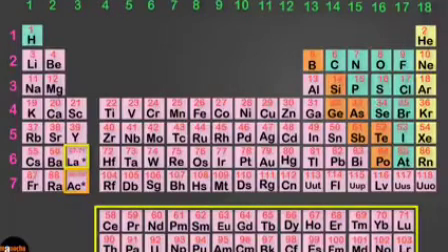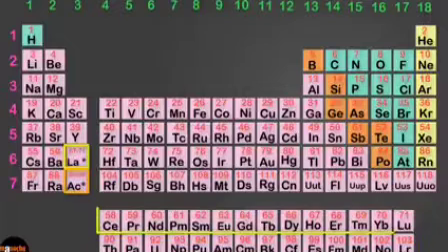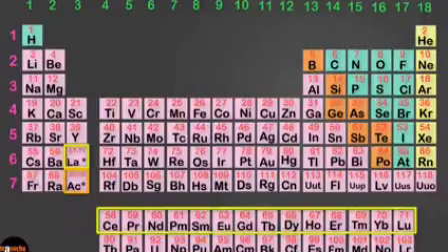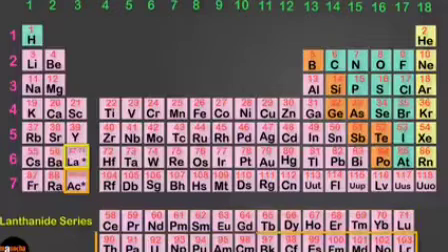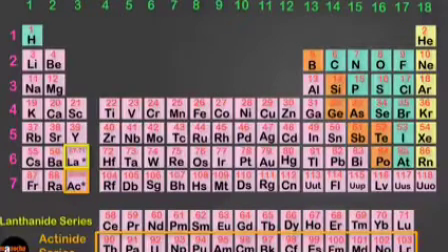This is done to compact the periodic table. The elements 57 to 71 are called lanthanide series because they start with the element lanthanum. These elements are rare earth elements. And elements from 89 to 103 are called actinide series because they start with the element actinium. These are radioactive elements. Now let's discuss the merits of the modern periodic table.